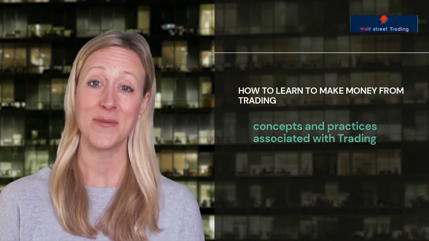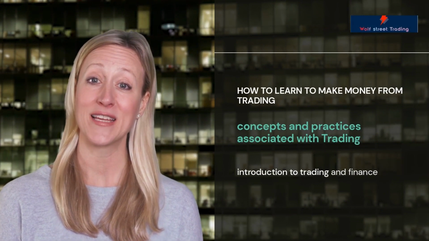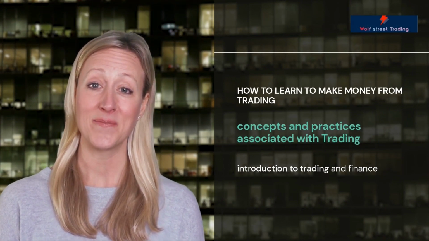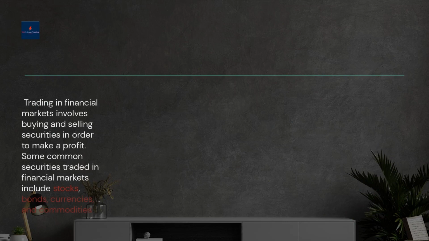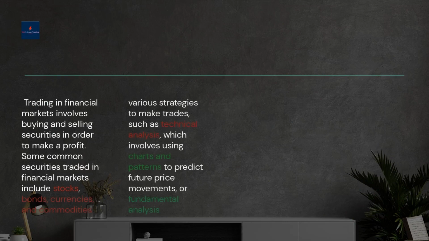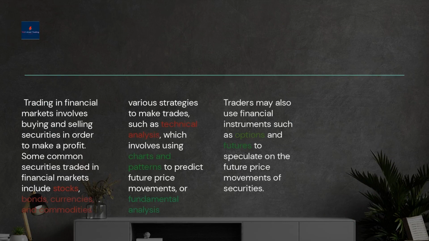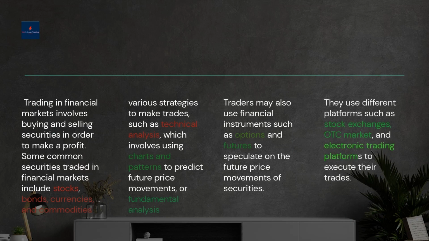Welcome. What is the general overview of the concepts and practices associated with trading in financial markets? Trading in financial markets involves buying and selling securities in order to make a profit. Some common securities traded in financial markets include stocks, bonds, currencies, and commodities.